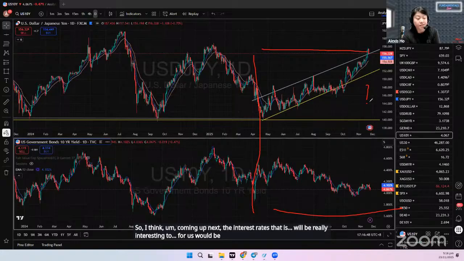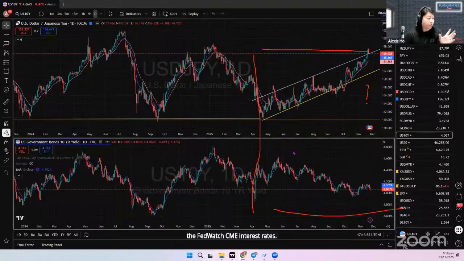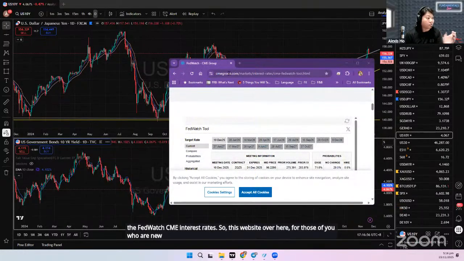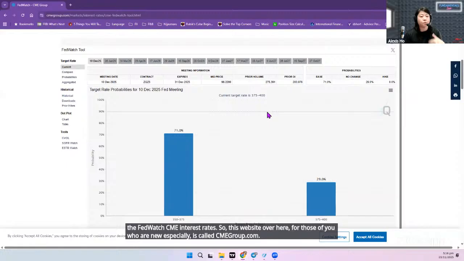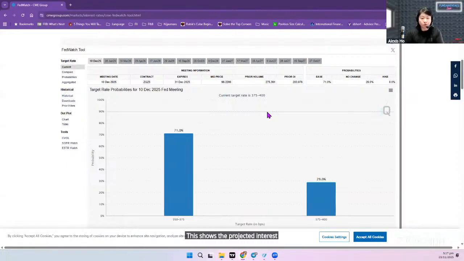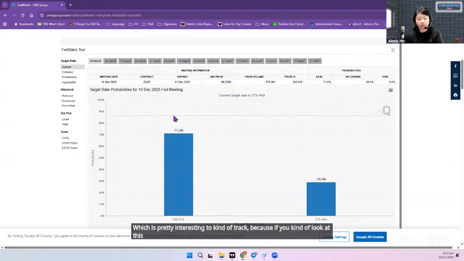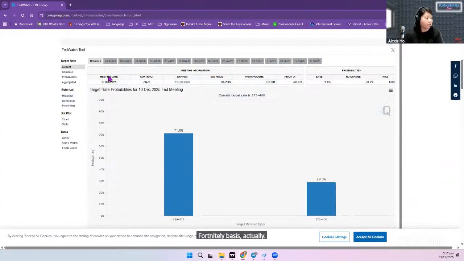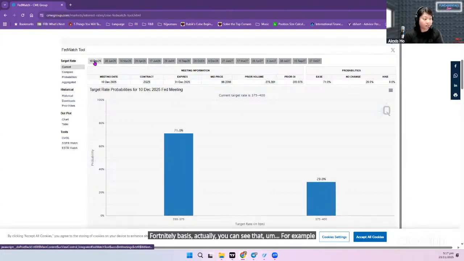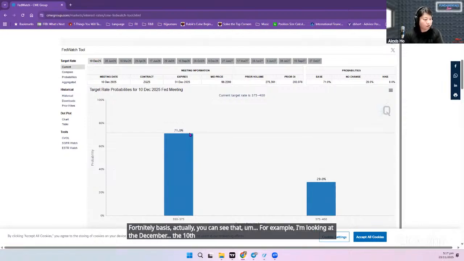So I think coming up next, the interest rates that will be really interesting for us would be the Japanese interest rates, as well as the Fed Watch CME interest rates. So this website over here, for those of you who are new especially, is called cmegroup.com. This shows the projected interest rate expectations of the US, which is pretty interesting to track, because if you look at this on a weekly, bi-weekly, or fortnightly basis, you can see that, for example, I'm looking at the 10th December probabilities, right? You have a 71% to 29% here, where interest rates will drop to 4%.